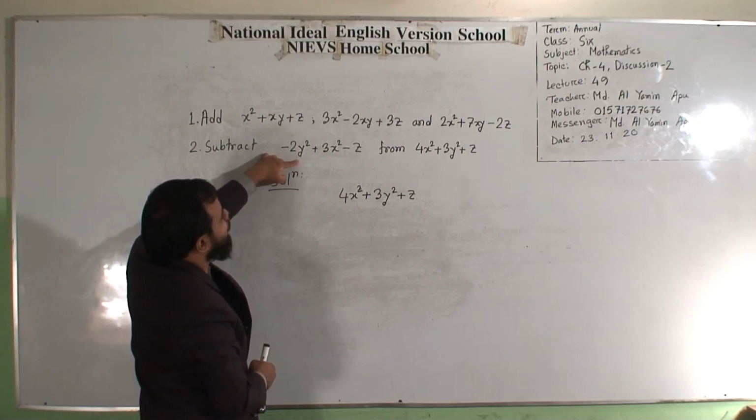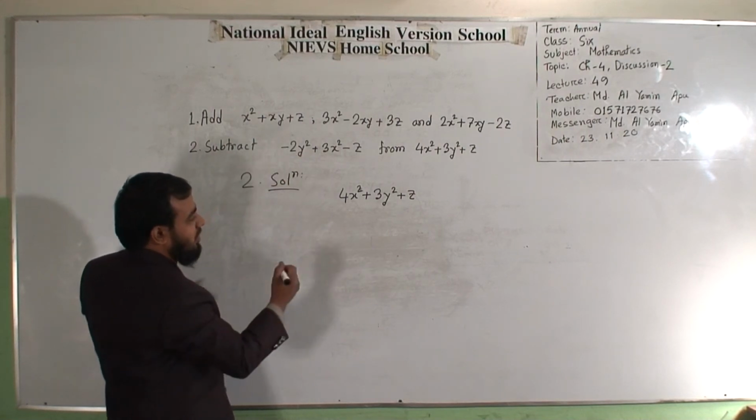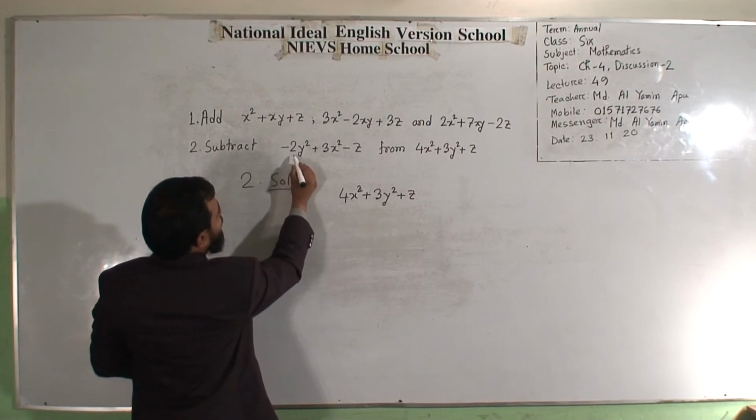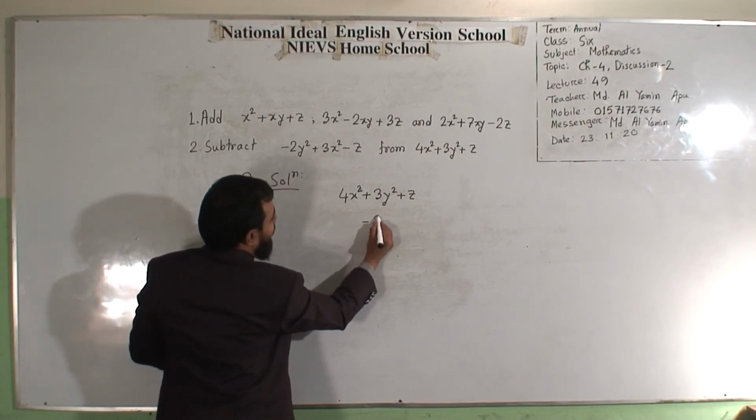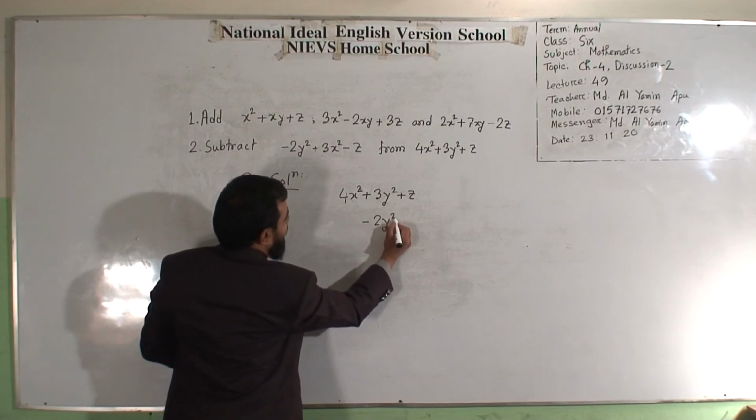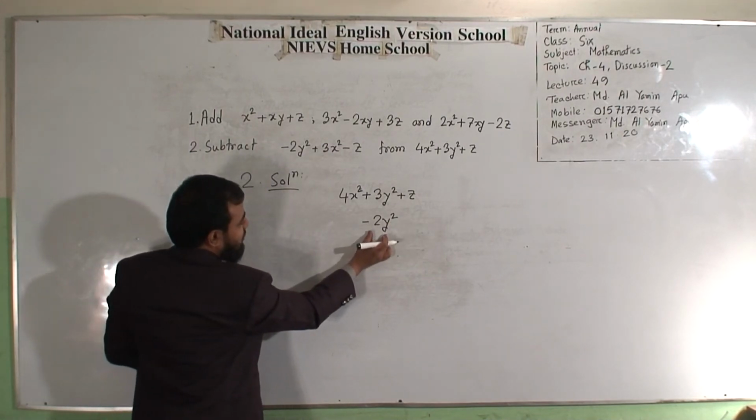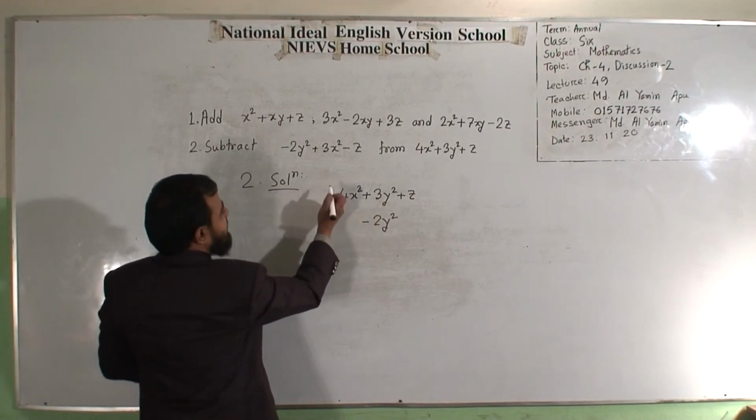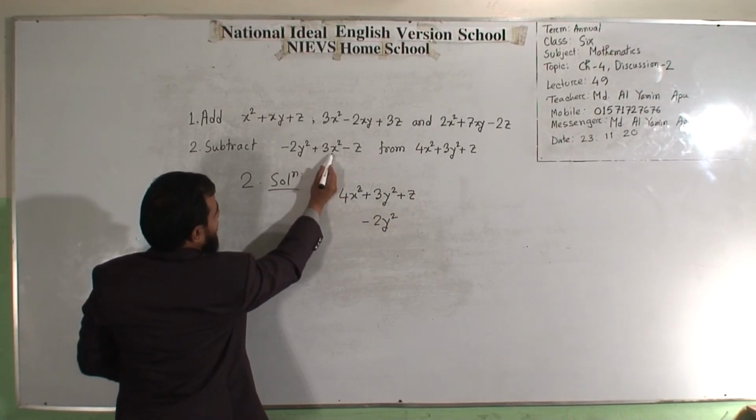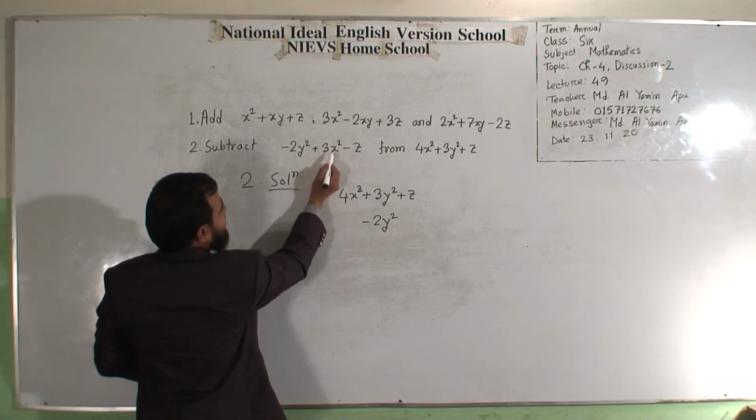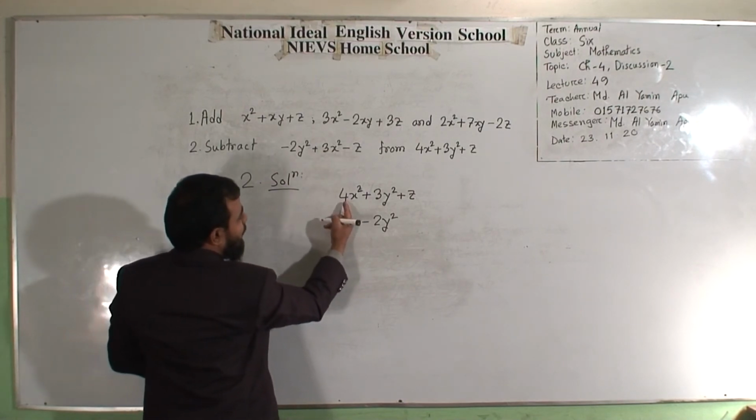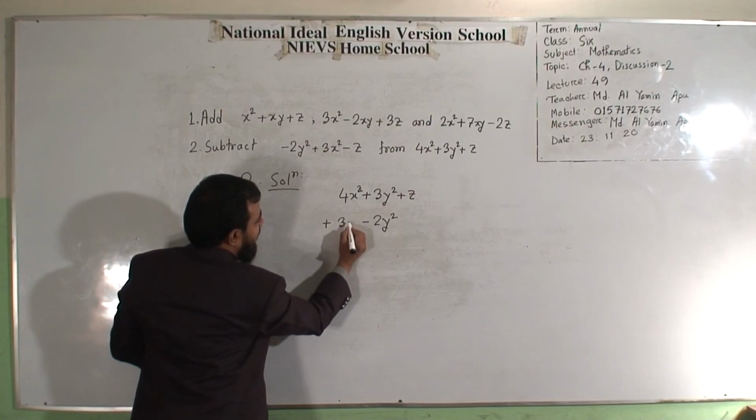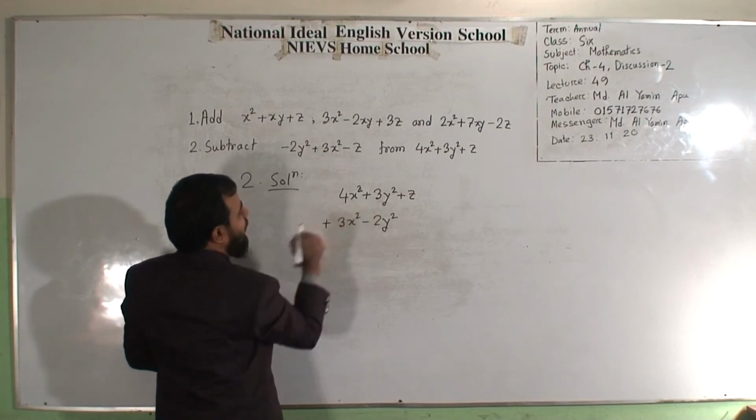This minus 2y square is the similar term of plus 3y square. That is why minus twice y square needs to be written below plus 3y square. Next term is plus 3x square. Plus thrice x square is the similar term of 4x square. That is why we need to write down plus 3x square below 4x square.